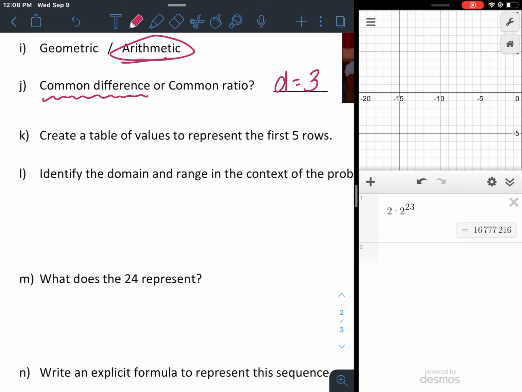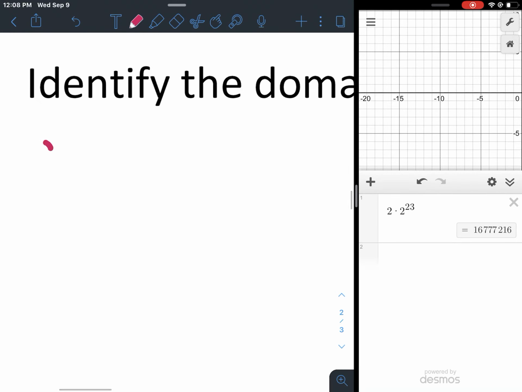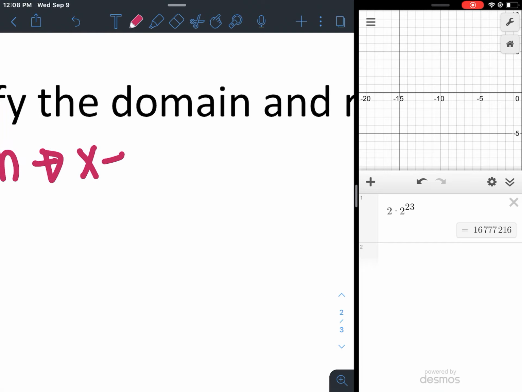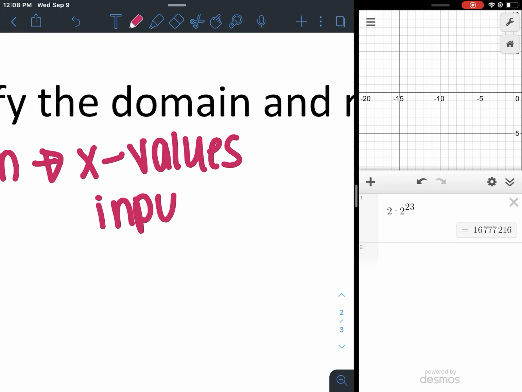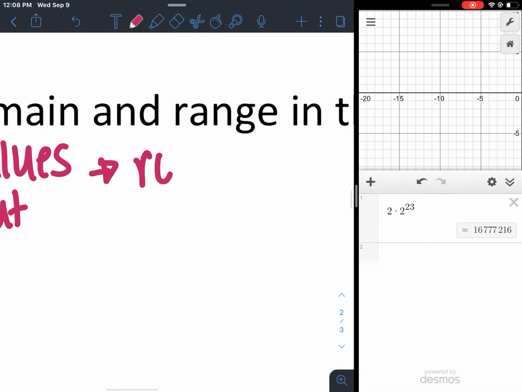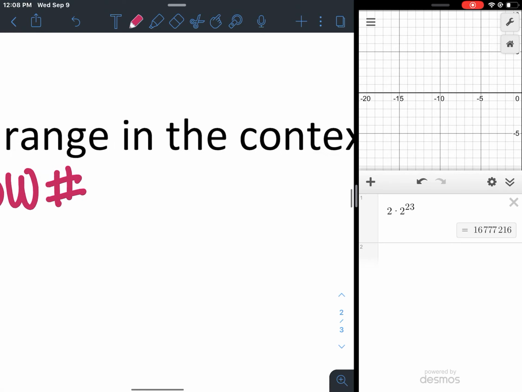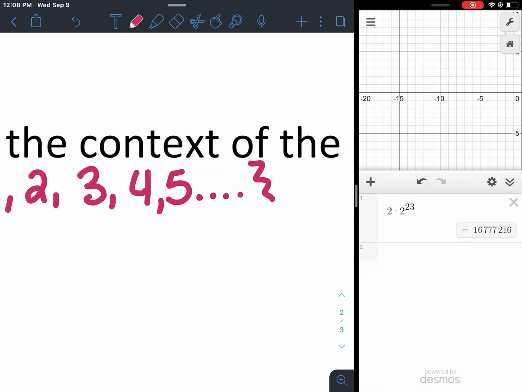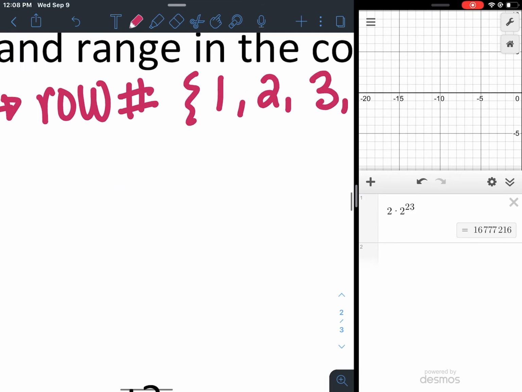Identify the domain and range in the context of the problem. So just like we did for the last one, I'm going to rewrite it again just so you can see it, hear it, multiple times. Hopefully it sticks pretty soon. Domain is our x values or our input. And we said that that was the row number. So row 1, 2, 3, 4, 5, and so on till the theater runs out of room.